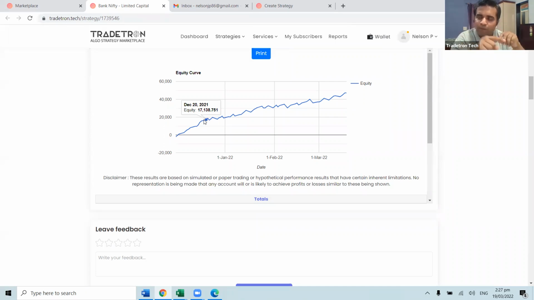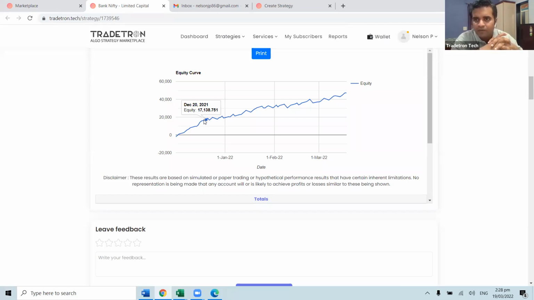So make sure that when you publish a strategy on the marketplace, you also deploy the same strategy in paper trading in your account. Okay, sir. That is clear, right? Once you start deploying it in paper trade, Tradetron will start recording the data, and then automatically, based on the performance on a daily basis, the chart will be created.